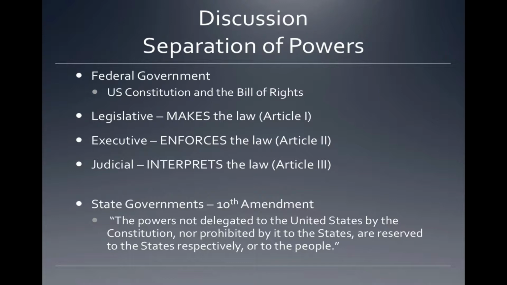So Article 1 established the legislative branch that makes the law, the statutes. The executive branch enforces the law, and Article 2 created it, and the judicial branch was created in Article 3, and it interprets the law. And then, as I mentioned, the 10th Amendment: the powers not delegated to the United States by the Constitution, nor prohibited by it to the states, are reserved to the states respectively or to the people. So anything that the United States government is not specifically given power to do is reserved or left to the states to do.